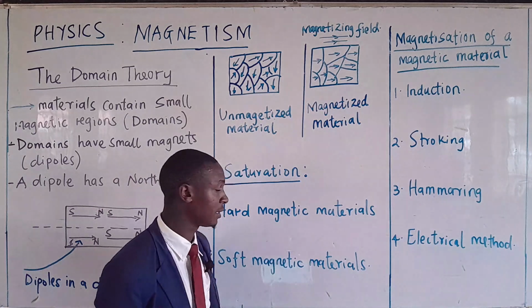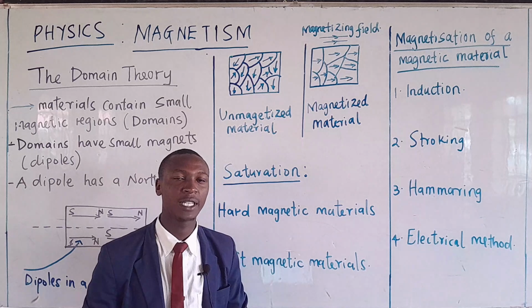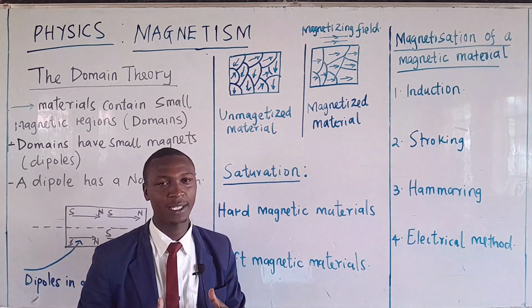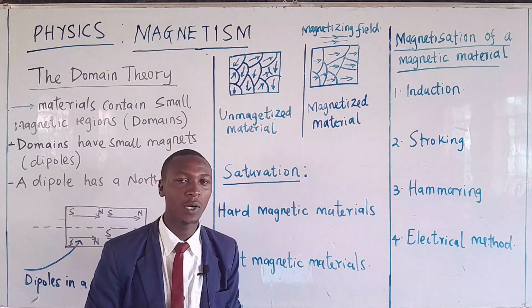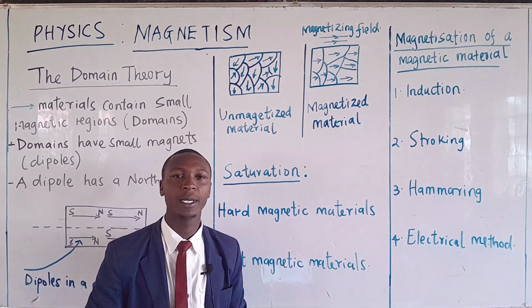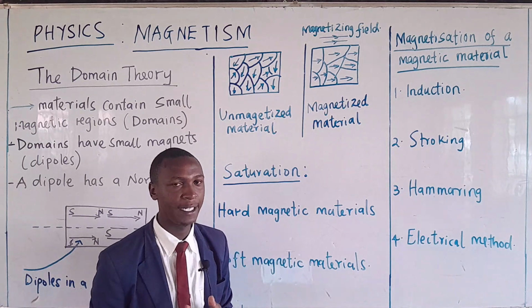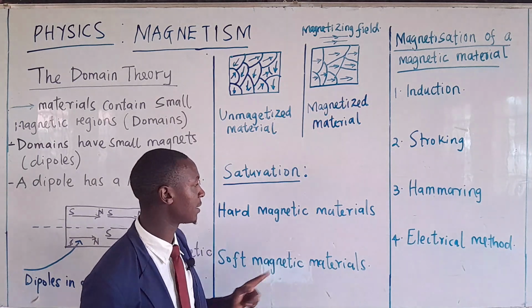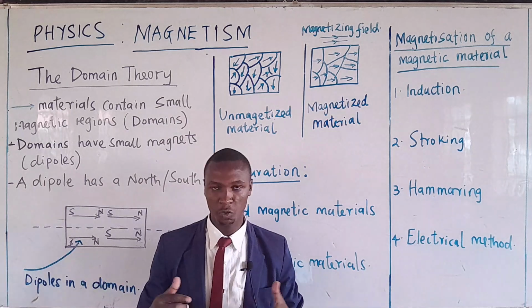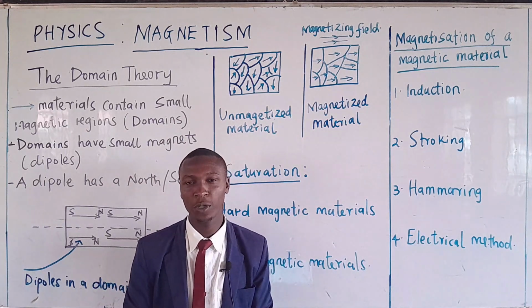Now, we have soft magnetic materials, and soft magnetic materials are those materials that are easy to magnetize. Their dipoles are easy to align. So if you try to induce some magnetic field, they are going to be aligned easily. And of course, it's good to note that hard magnetic materials are hard to magnetize, but the moment you have magnetized them, it is also hard to demagnetize them.